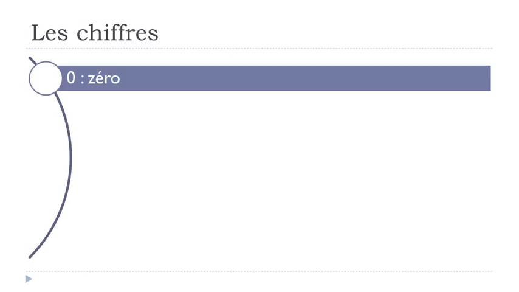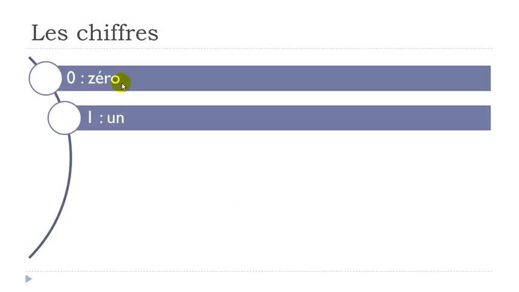Les chiffres. 0, zéro, okay, so remember, you get this Z, and then E accent aigu, zéro, okay? Then, 1. Alright, so when you combine this U and N, you get the nasal sound un, un.